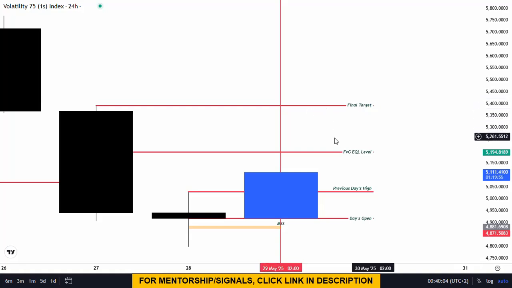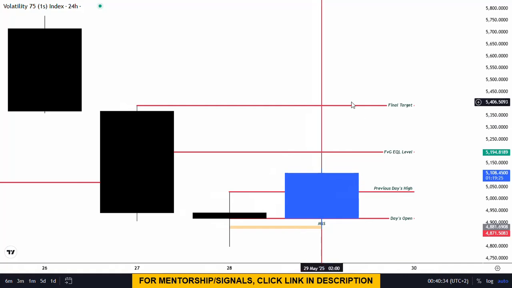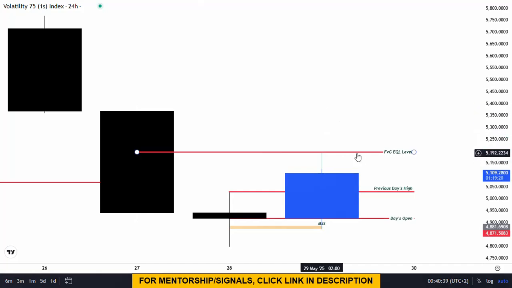Okay, there's also the final target. These three are like extreme targets. Starting with this one, this is an extreme target. Okay, if you entered down here and then went all the way to that previous day's high, and then you just continue hitting those marks, your account is definitely going to grow. Okay, there's nothing complicated about this.